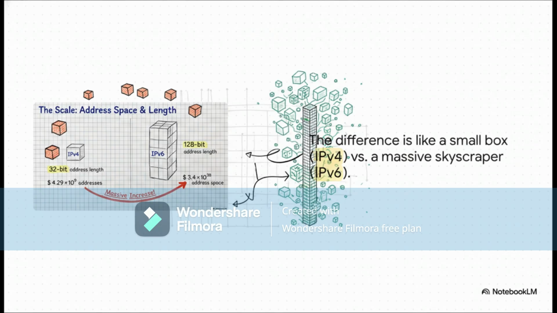Here's the technical part you need to remember for your exams. IPv4 uses a 32-bit address system. That's what gives us the 4.3 billion. But IPv6 uses a 128-bit address, which creates that enormous skyscraper of possibilities. This massive jump in size is a key point to remember.